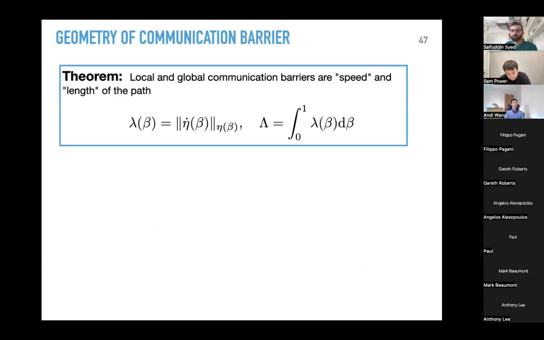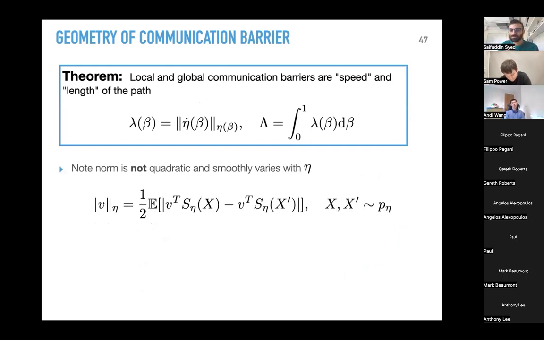You can show that the local and global communication barriers in this space act as the speed and length of the parametric annealing paths themselves. The norm turns out not to be a quadratic norm, but I put it there just to say that it exists and we know what it is, though I wouldn't spend too much time thinking about it. More so, the intuition now is that different annealing paths correspond to different PT algorithms.